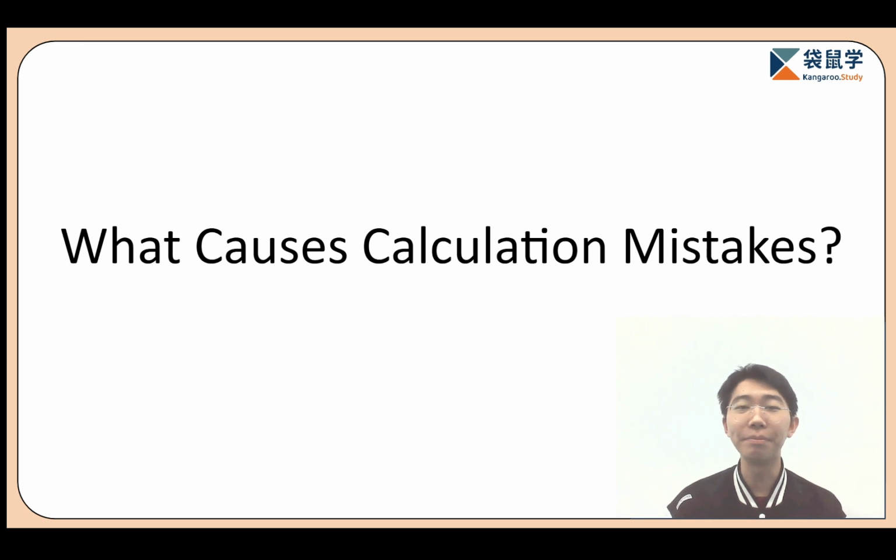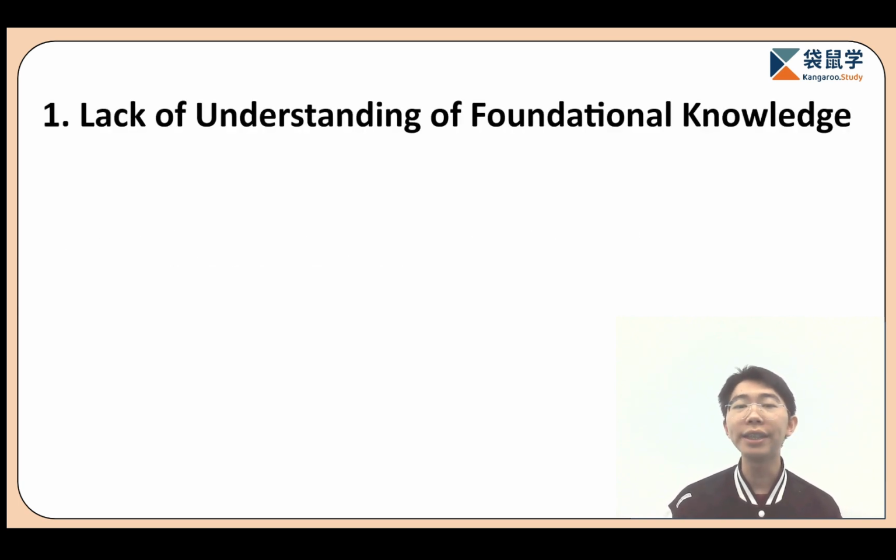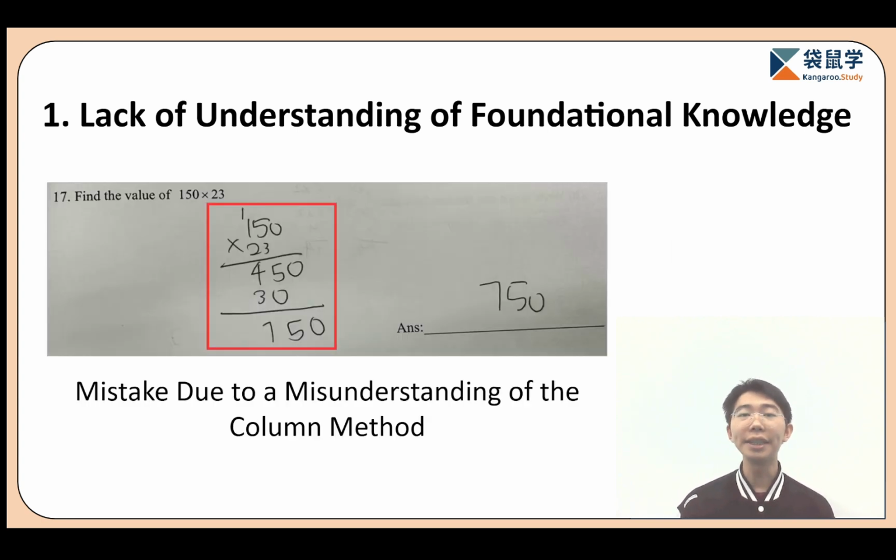What causes calculation mistakes? At the start of a calculation, at least we need to know the foundational knowledge, right? So a lack of understanding of foundational knowledge will lead to mistakes. In this case, the student is trying to compute 150 times 23. While computing 5 times 2, the 0 here should be below 4, not 5. So the 30 should move 1 digit left. The student made this mistake due to a misunderstanding about the column method.